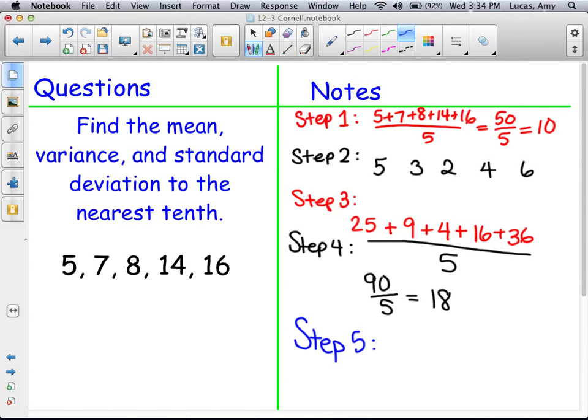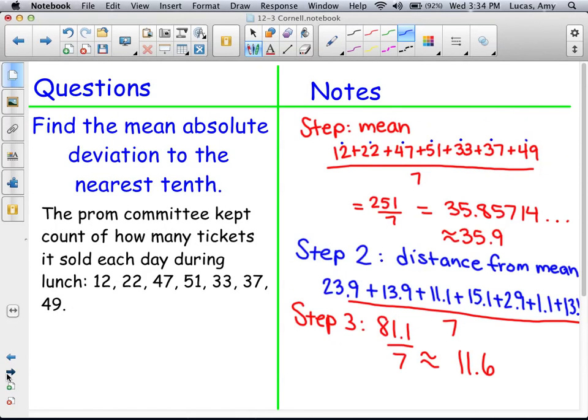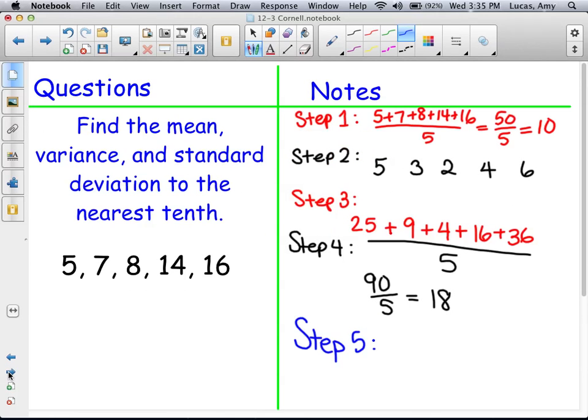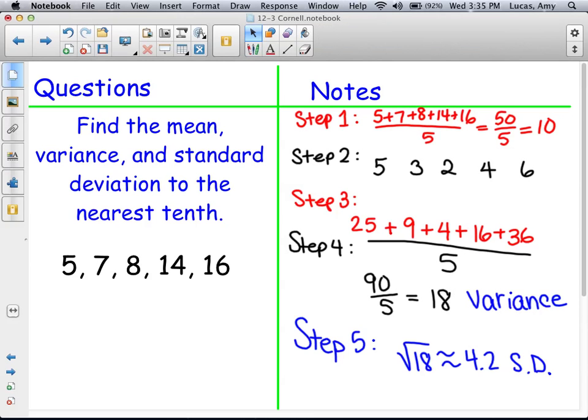So that 18, if you flip back to our vocab words, is the variance. And then when we take the square root of the variance, we get our standard deviation. So the square root of 18 is approximately 4.2, so that's our standard deviation. That is a pretty small number, so it's saying that this set of data is not too spread out with a standard deviation of 4.2.